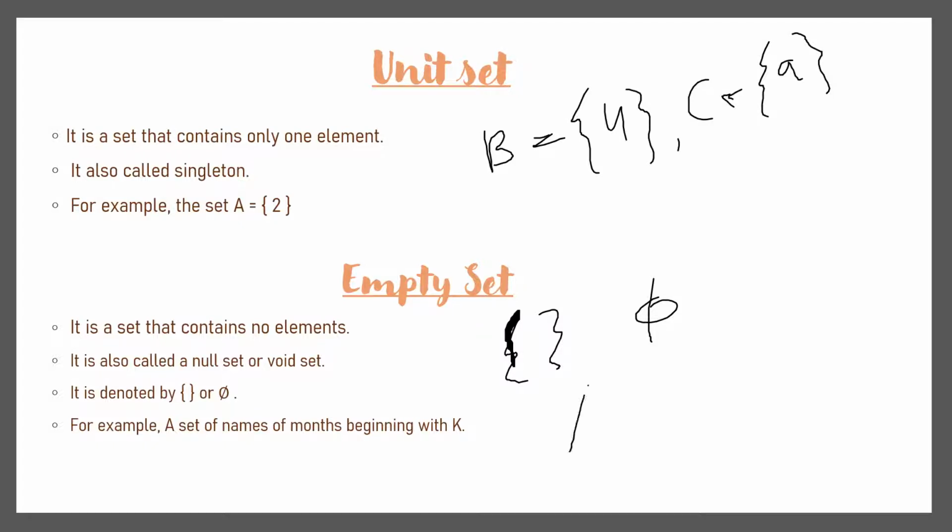For example, if a set is empty, we can write A is equal to this, with no element inside, just brackets, or we can also write A is equal to this. It means that A is an empty set. The example is written here: a set of names of months beginning with K. Is there any name of a month that begins with K? No, there isn't. It means that this set is empty.